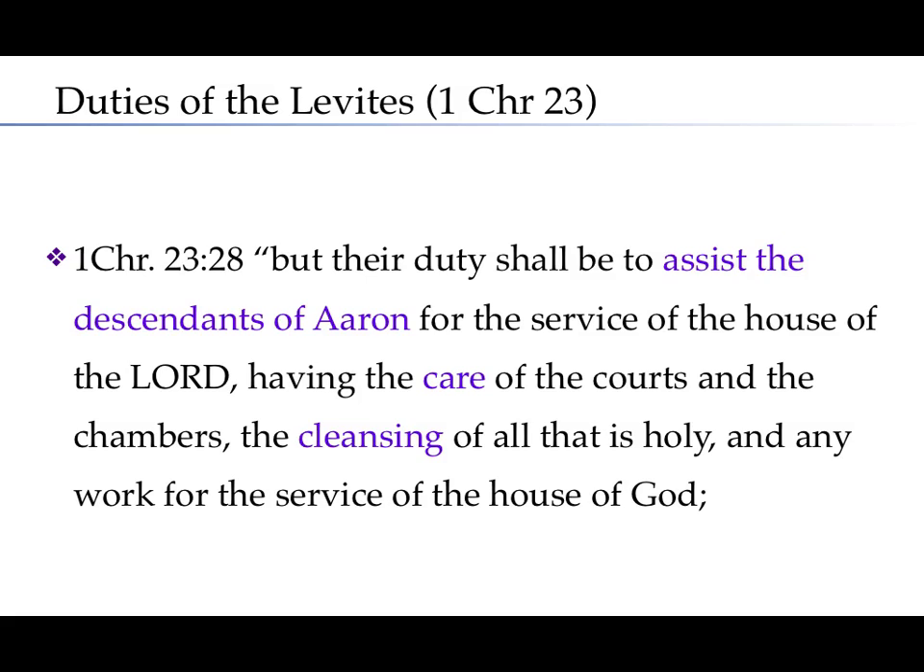And then only the descendants of one line through Zadok, one of Aaron's descendants, are the only ones that can be high priests. So if you're a Zadokite, you're of the high priestly family. If you're an Aaronite, you're a priest.